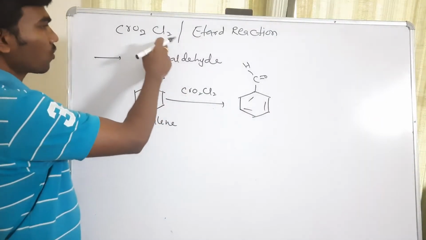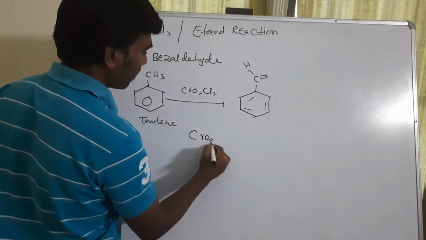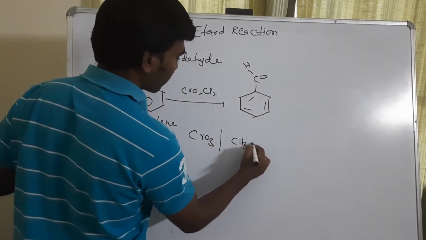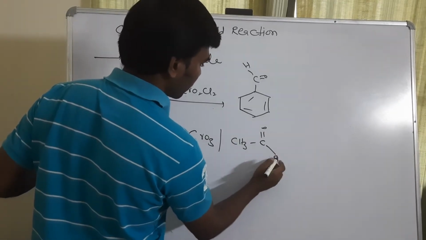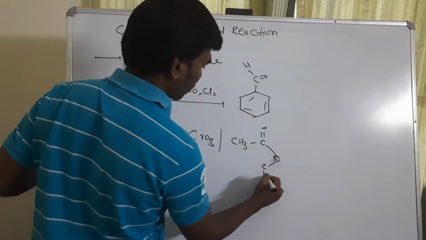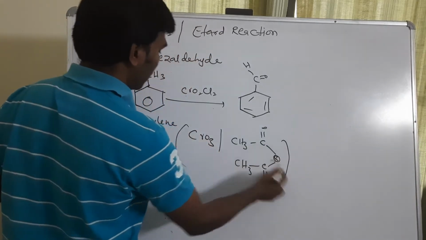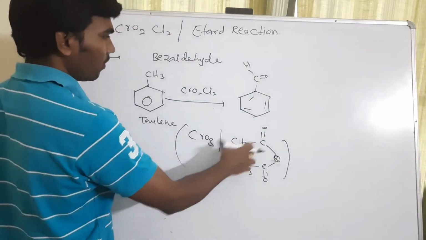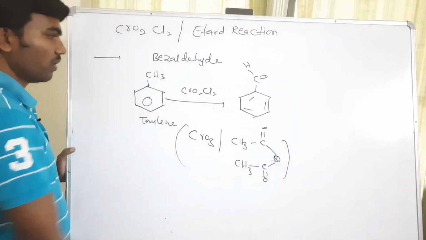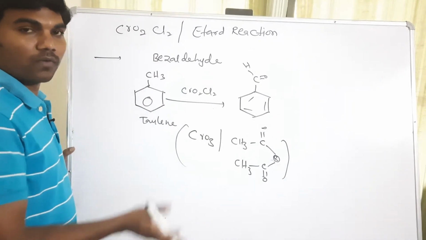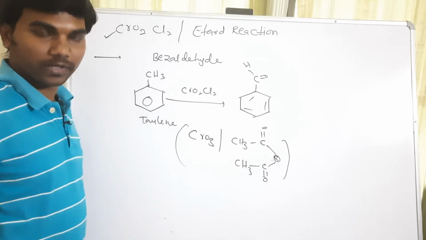Instead of this chromyl chloride, we can use chromium trioxide and acetic anhydride also. If you are taking toluene, it will react with this compound and also give benzaldehyde. This is also one of the methods for the preparation of aromatic aldehyde. Whatever we have seen for aliphatic aldehydes, this one is exclusively for aromatic aldehydes.